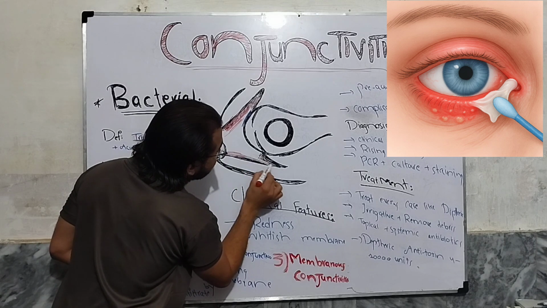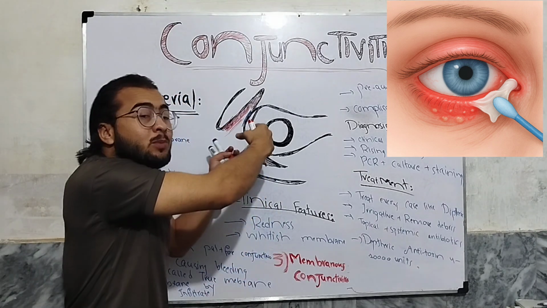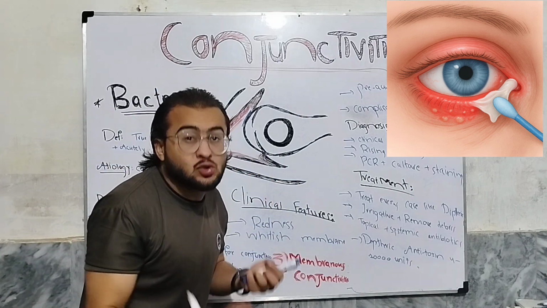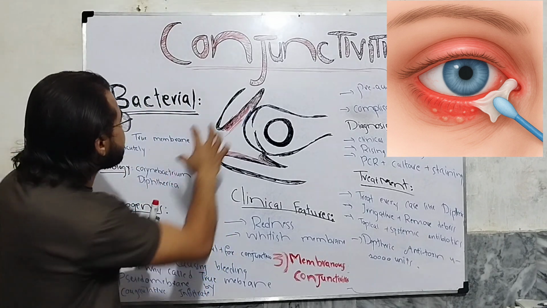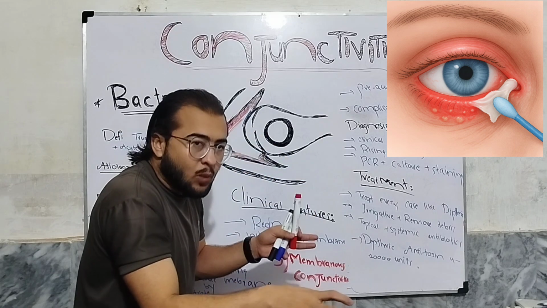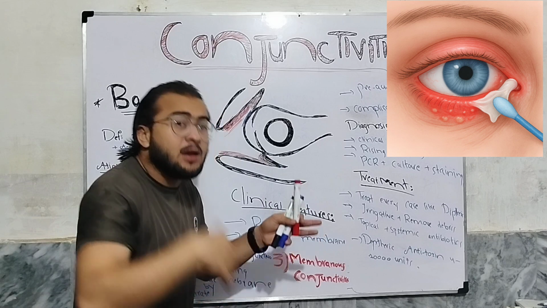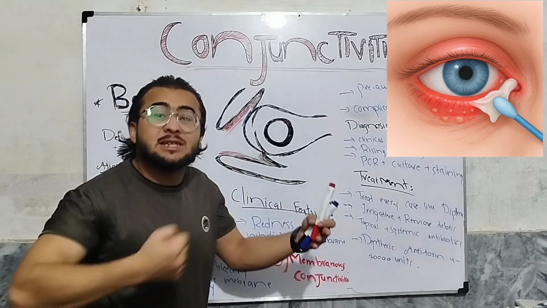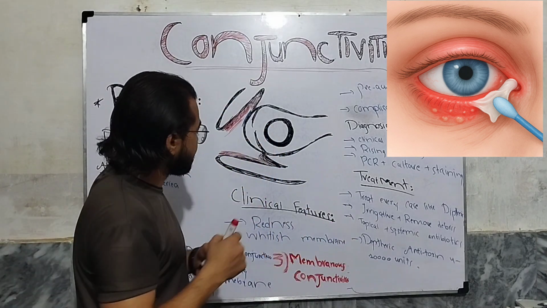Why is it called a true membrane? Because when we try to peel off or remove the membrane, it will cause bleeding. So this is the pathogenesis of how the true membrane forms: because of the violent inflammation, there is fibrinous exudate on the surface and in the substance of the conjunctiva. By removing this membrane, it will cause bleeding. This is the pathogenesis of membranous conjunctivitis.